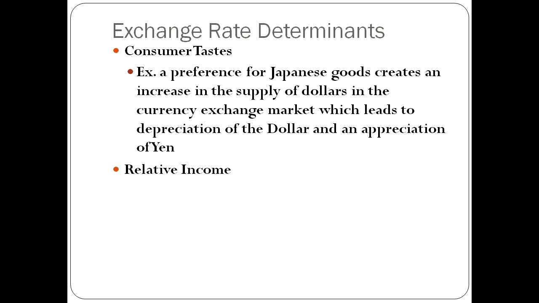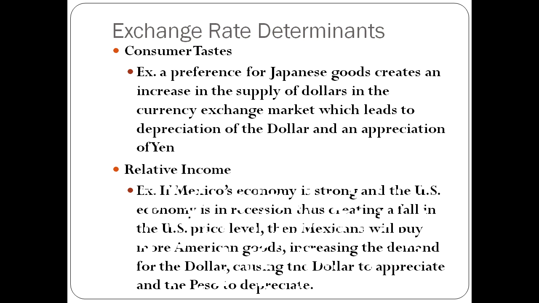Your second determinant is relative income. So for example, if Mexico's economy is strong and the U.S. economy is in recession, thus creating a fall in the U.S. price level, that's key, then Mexicans will buy more American goods. Basically, they're bargain shopping. The Mexicans know that they could get cheaper goods in the United States, and so they will go ahead and buy those American goods.